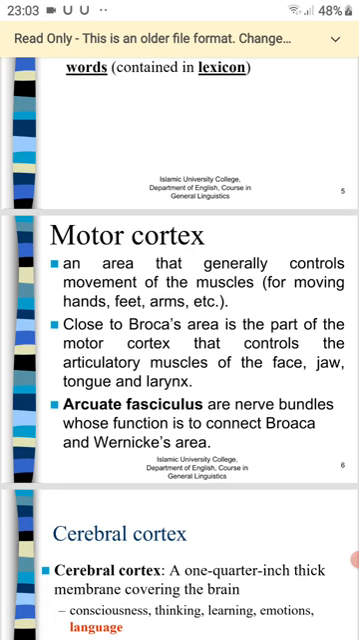Control the movement, the muscles. Okay, so an area that generally controls movement of the muscles is part of the cortex. The motor cortex is also part of the area connected to the articulatory muscles. The arcuate fasciculus is a nerve bundle whose function is to connect Broca's and Wernicke's areas.